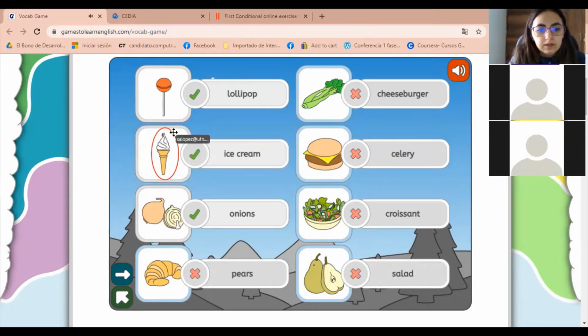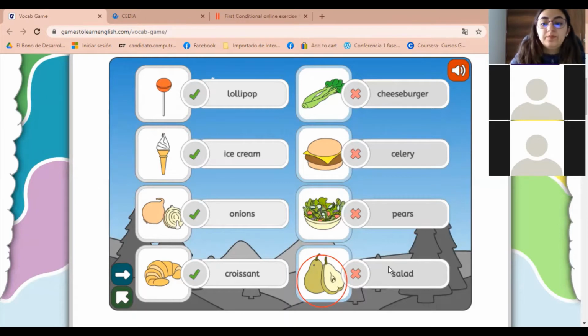What about this one over here? Croissants. Good, it's a croissant. It's a kind of bread. Good. What about these ones over here? Pears. Good. These are pears, right? The fruits. Oh, let me move.